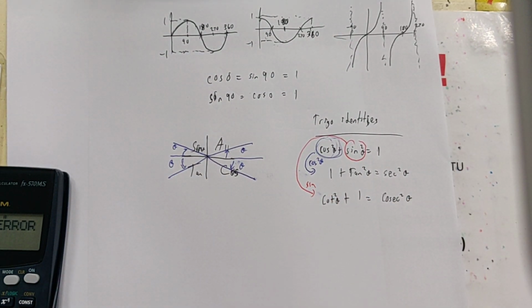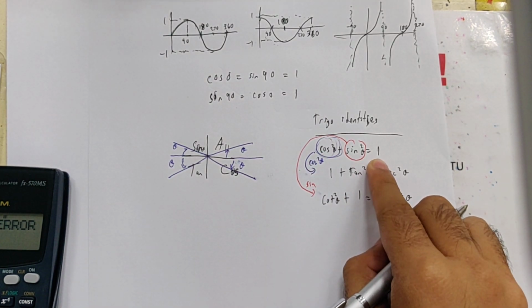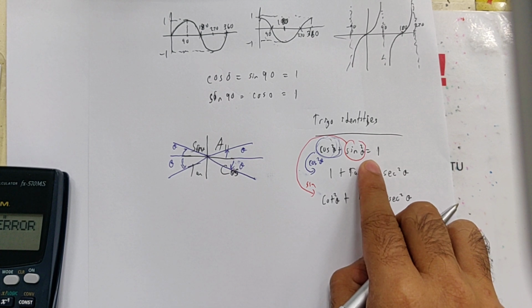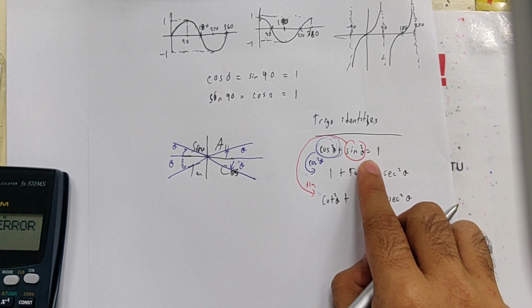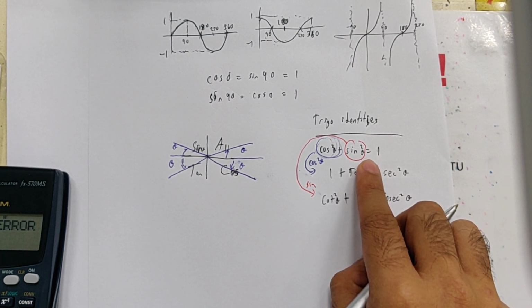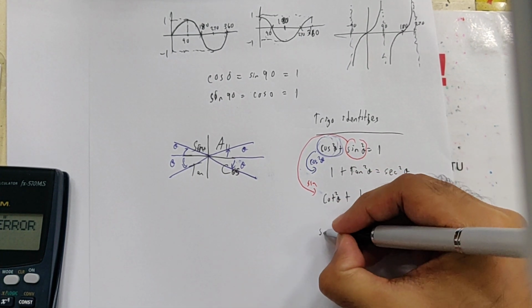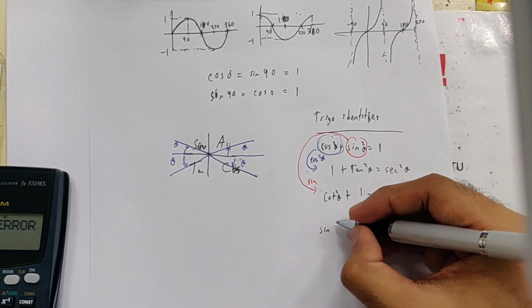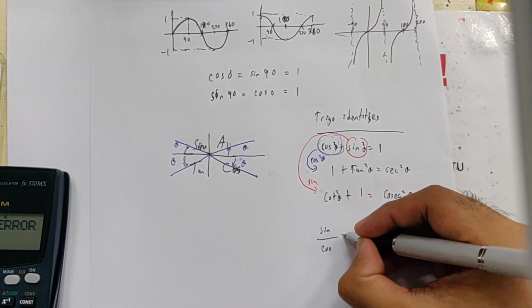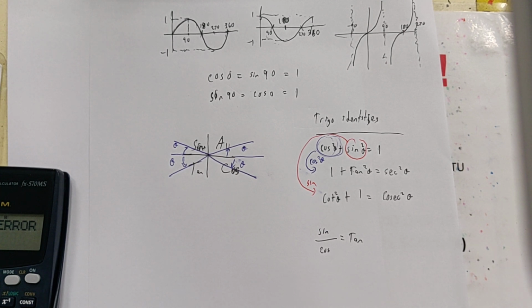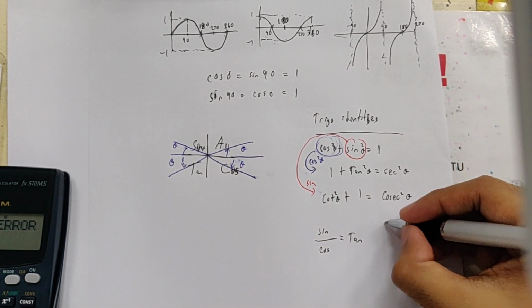The truth is I don't memorize. I just memorize the first line and the others I derive in exams. The first one, you don't have a choice. You need to memorize that one and it's not difficult. Cos squared plus sine squared equals to 1. I don't think you will panic and forget that one. And the rest that we need to memorize is sine divided by cos. Everybody knows this. This one is tangent. The tricky one is here.